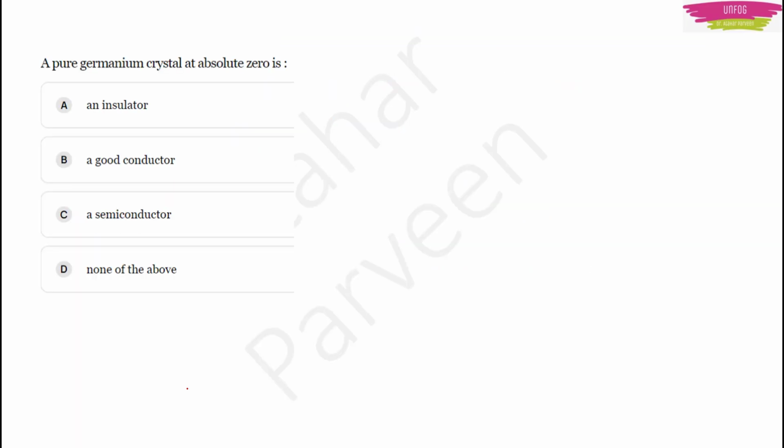Next question. These are all expected questions. A pure germanium crystal at absolute zero is... Pure germanium crystal means it is a semiconductor. They are talking about a semiconductor. So, a semiconductor at absolute zero will be an insulator. Okay.